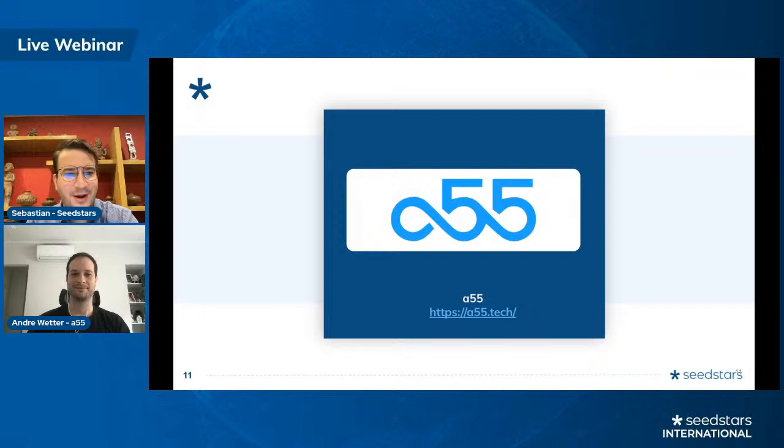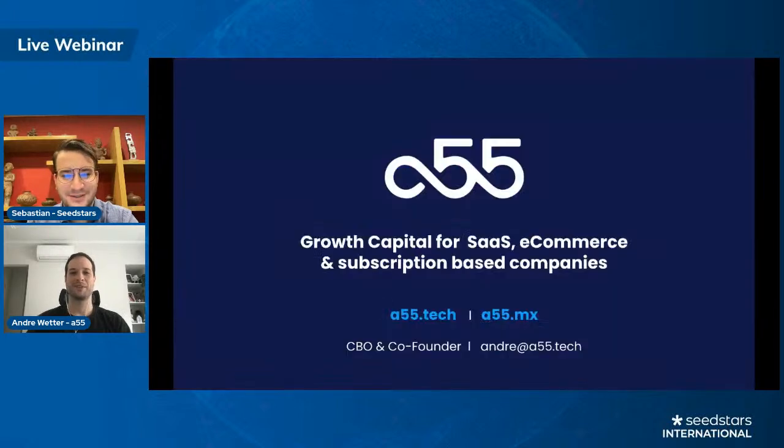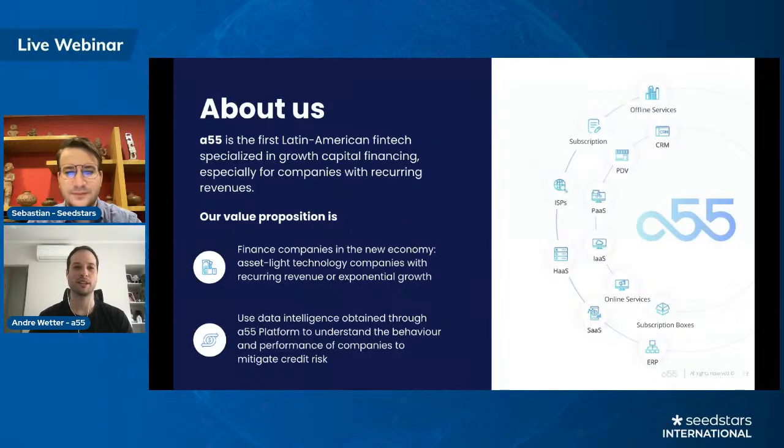Please tell us a little bit more about A55 and your journey. Thanks, Sebastian. Thanks, Seedstars, for having us here. We are glad to explain a bit about our business model, what we do, and relate a bit to venture debt operations. So we are a growth lender for technology companies, and mostly we lend to businesses which have recurring revenues. So we really like any kind of technology businesses which have a subscription model. And we're mainly focused on SaaS businesses, but we also do anything as a service or things which have recurring contracts.